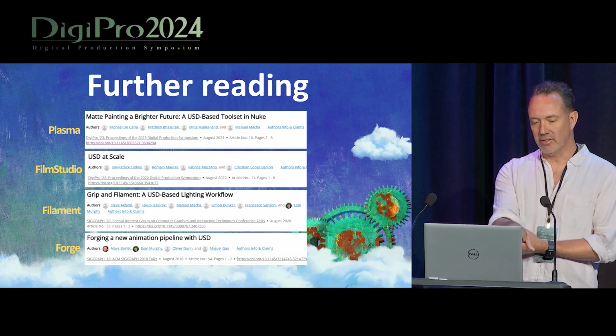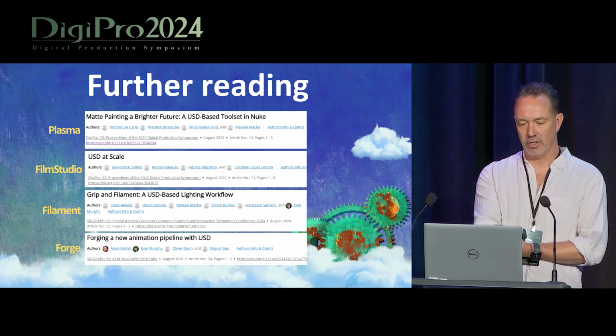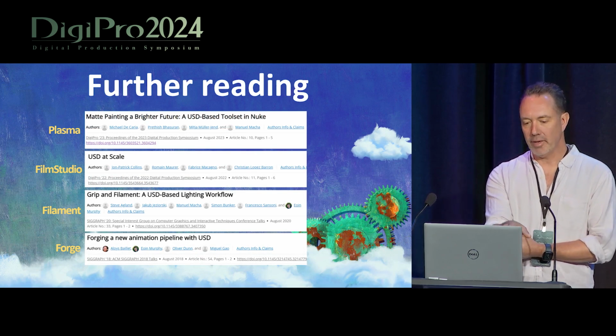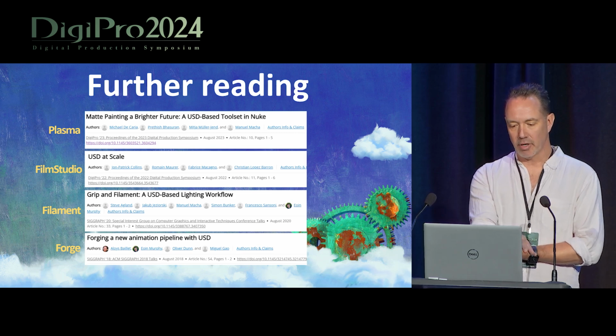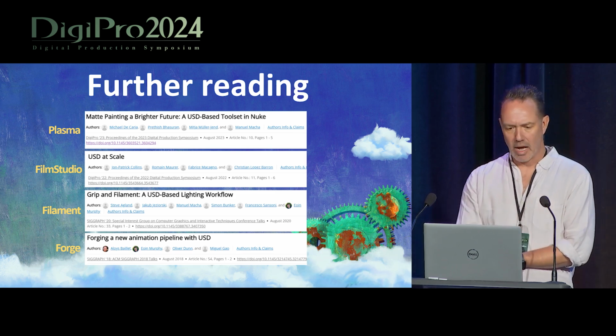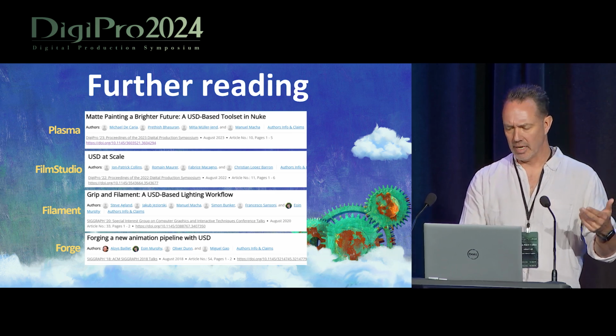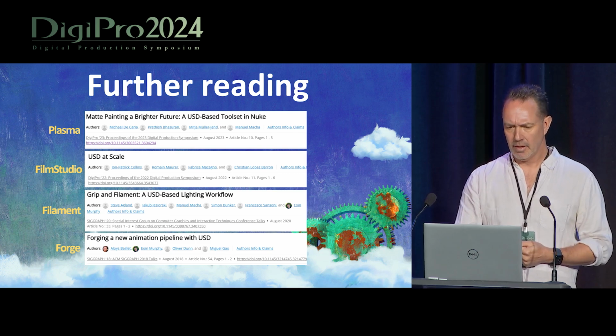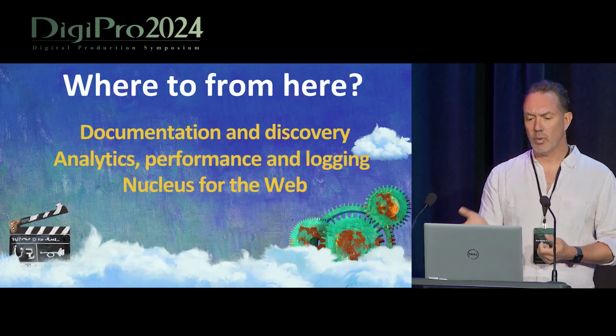So many of the applications I've mentioned just now, Plasma, Film Studio, Filament, and Forge, have all been referenced in previous DigiPro and SIGGRAPH papers over the last few years. So by all means, you can find out more about those. I believe there might even be another Plasma talk in this DigiPro as well. And finally, where to from here?